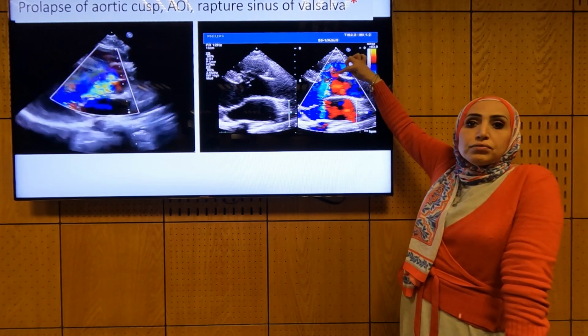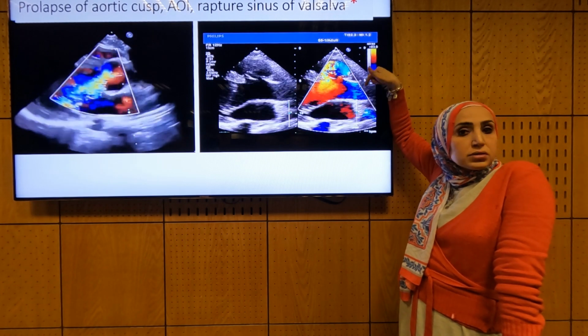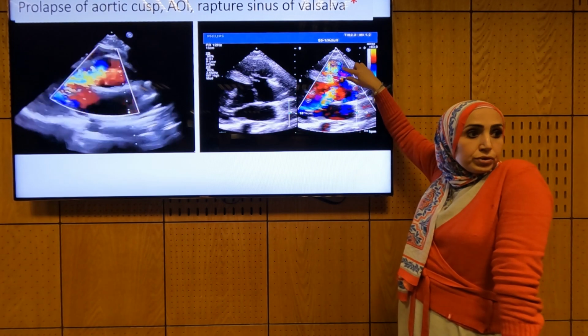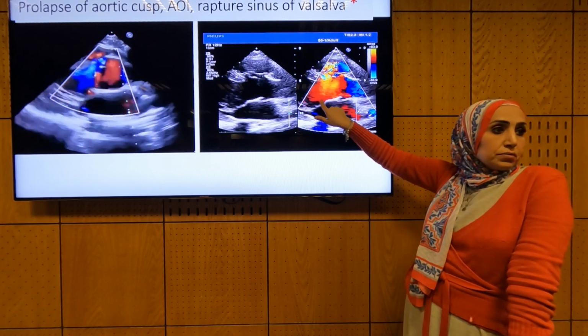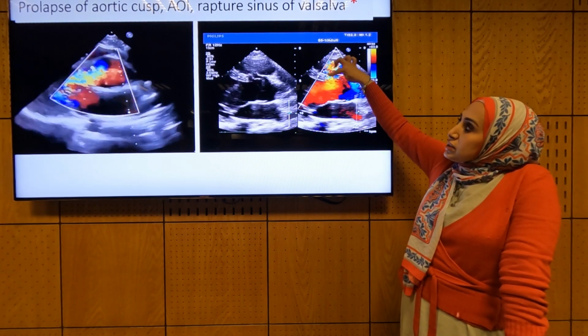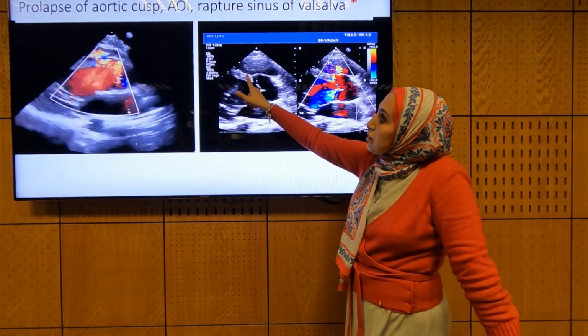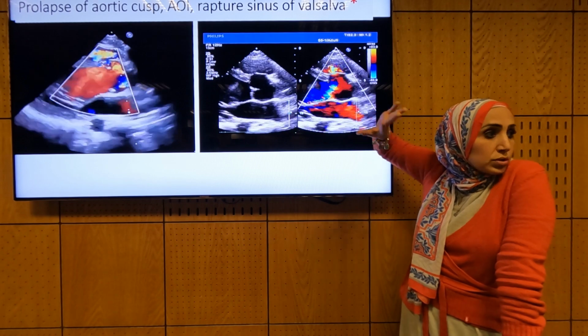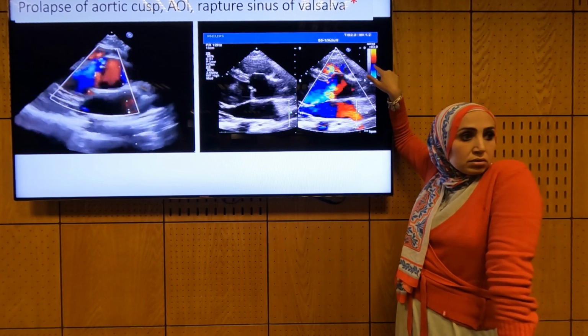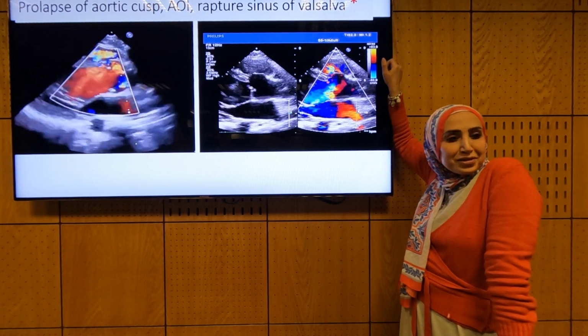But here we have a continuous color that's going into the RVOT, right? Again, this is during diastole. And this is during systole here. But here, from the aortic cusp, we have a continuous flow. What is this? I wrote it in the title.